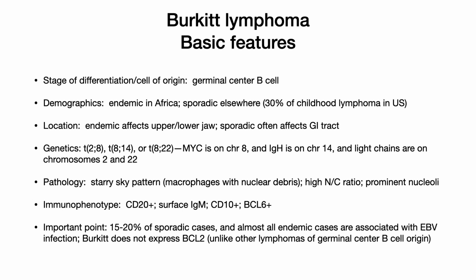It's a B cell, so CD20, CD19, and CD10. They could also have BCL6. In the endemic cases, the jaw, they're essentially always associated with EBV, and the sporadic cases are associated with EBV in a large number of them. And of course, it would not express BCL2, because BCL2 is anti-apoptotic, whereas this one is a more aggressively dividing neoplasm.